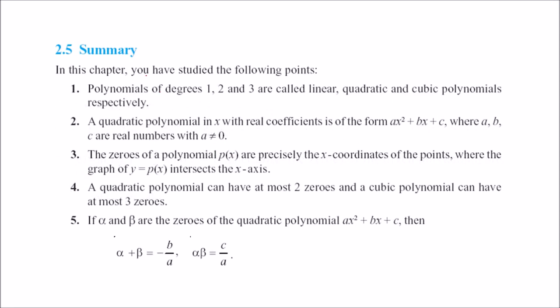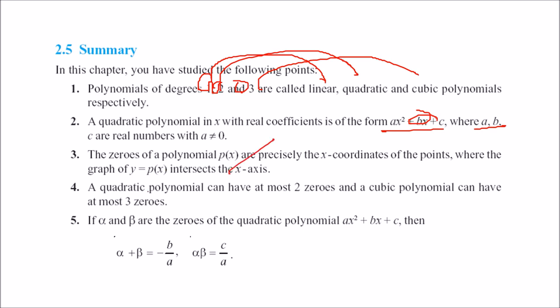So let us summarize what we have learned up till now. The polynomials of degree 1, 2, 3 are known as linear, quadratic, and cubic. The quadratic polynomial is of this form: ax square plus bx plus c. A, b, c are real numbers. A cannot be 0. The zero is where it cuts or intersects the x-axis. The quadratic polynomial can have at most 2 zeros. The cubic polynomial can have at most 3 zeros.